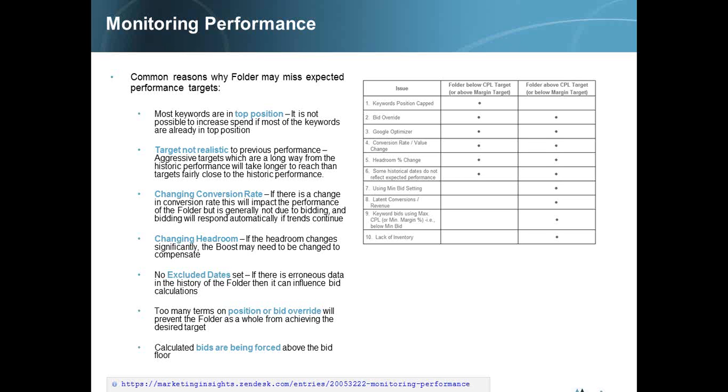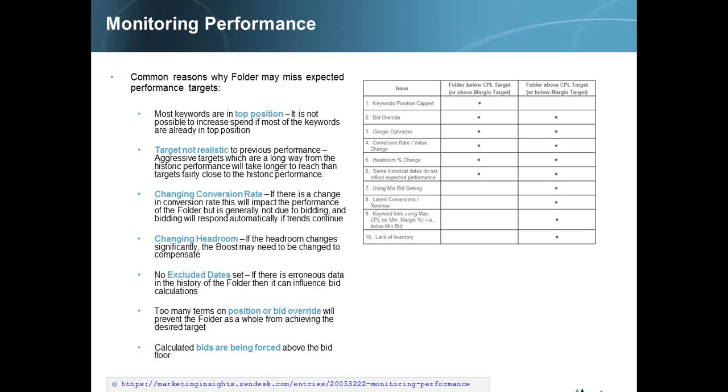If you have no excluded dates set, so if there's erroneous data in the history of the folder, then it can influence the bid calculations. So again, make sure that as you come across instances where you don't think that the historical data is indicative of future performance, that you use the exclude date feature in order to make sure that Marin is not using that to calculate future bids.